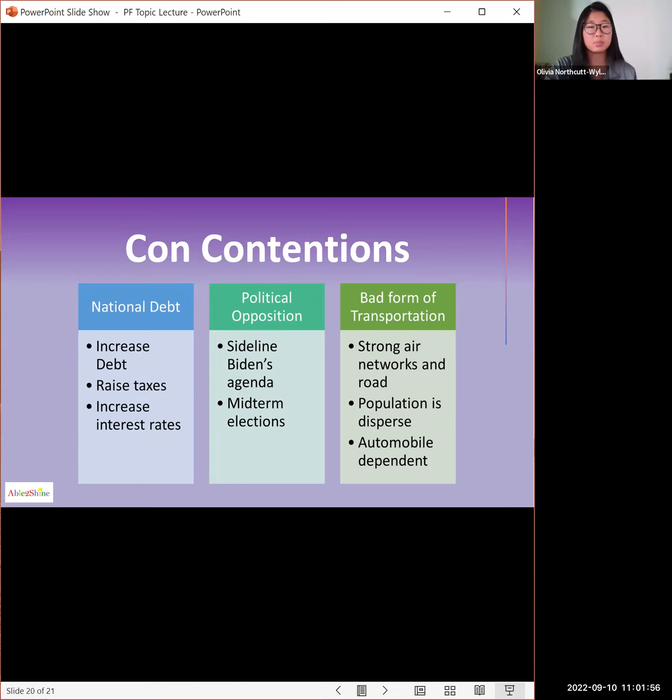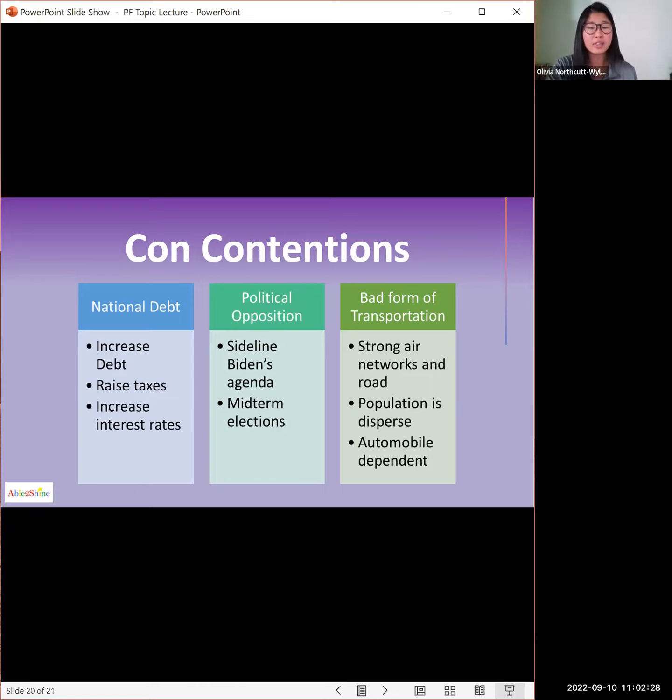The second reason is political opposition. These are more policy debate arguments, but they've been making their way into public forum. It's things like undermining Biden's agenda or state and local politicians, people would say. Some people will say that it could impact the midterm elections. Right now in the Senate, it's 50-50 with the Democratic Vice President breaking the tie on legislation. Passing this could tip the scale in one favor or another, so it could impact midterms, which you might hear as arguments.